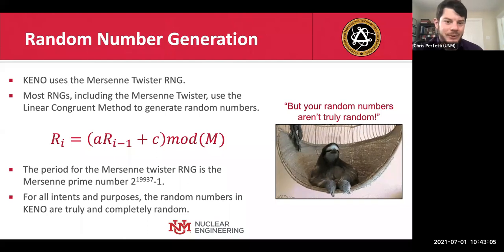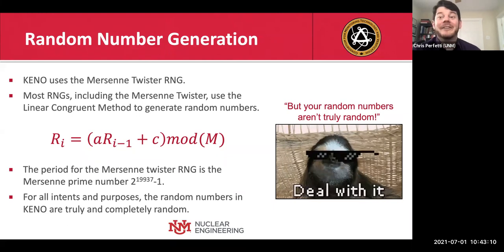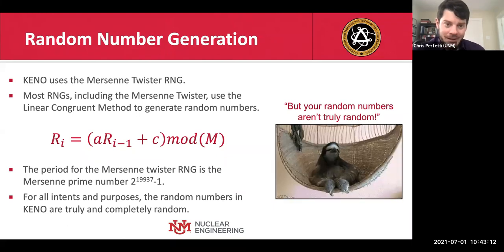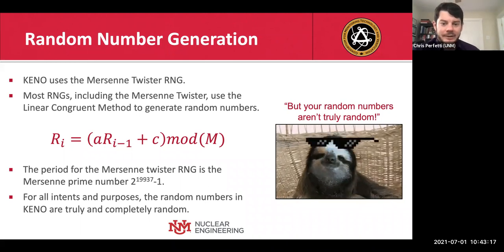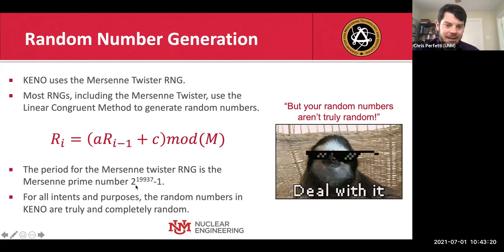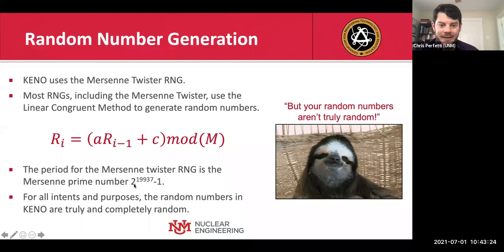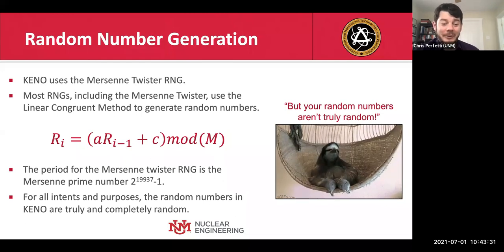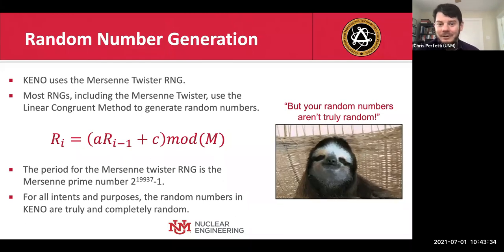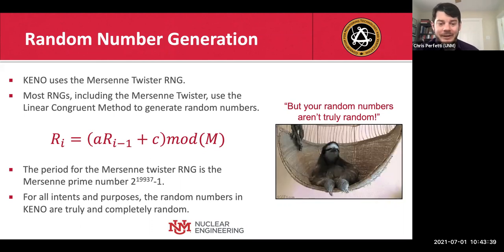So how random are the pseudo-random numbers? Are they random enough? The answer is yes. They are very, very random. Keno, for example, uses the Mersenne Twister random number generator. Basically, you can generate this many random numbers until it starts repeating itself. That's about 10 to the 6,000th, I think, random numbers. So that's quite a few random numbers. For all intents and purposes, you're never going to use 10 to the 6,000th random numbers in a simulation.